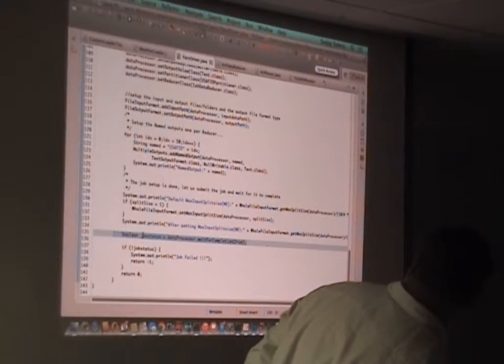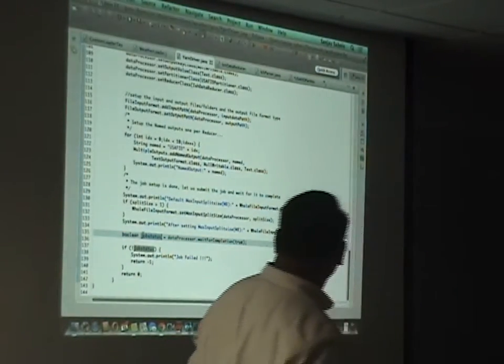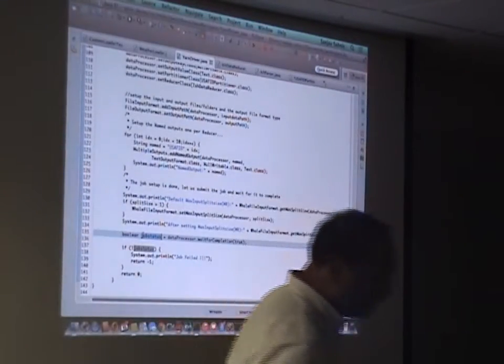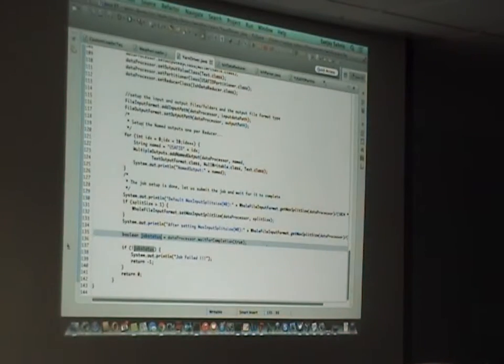See here, waiting for the job state, so it's submitted. Wait for completion. So the data cursor. What is the data cursor?